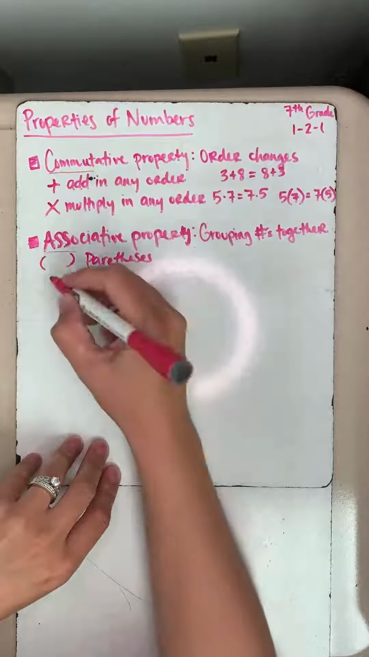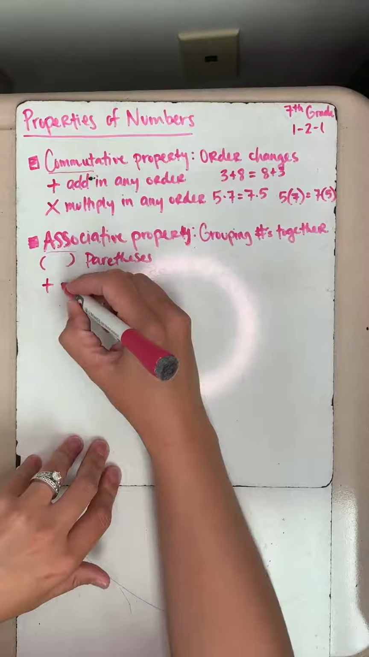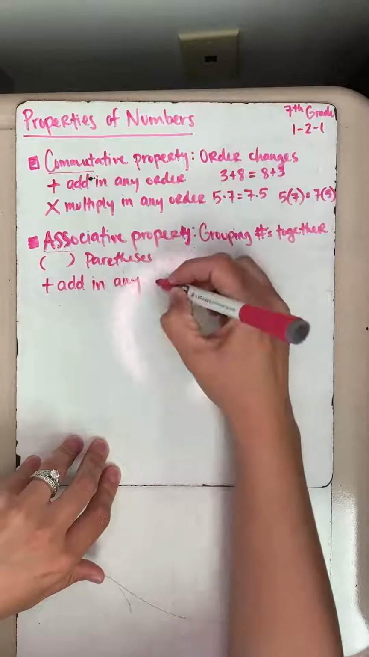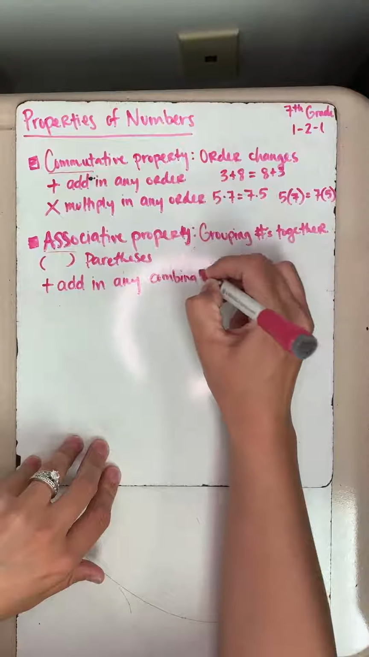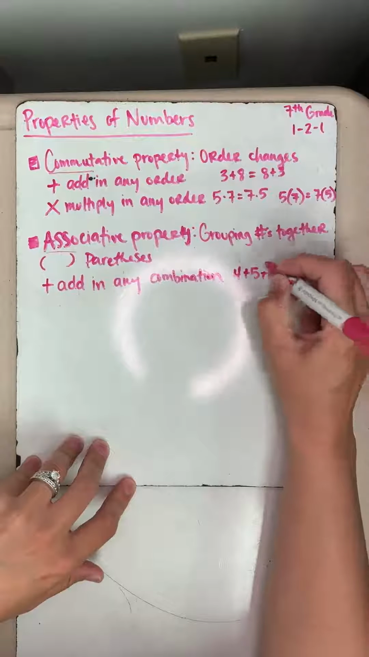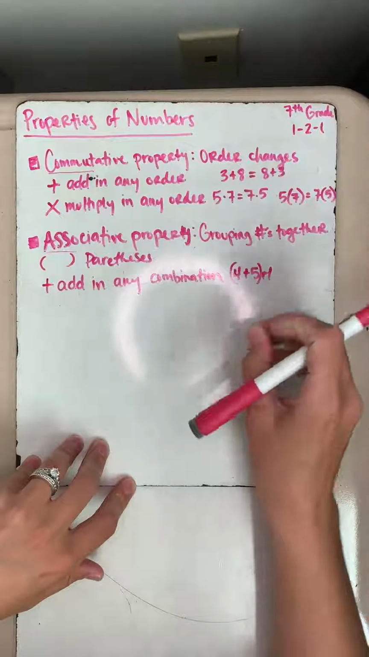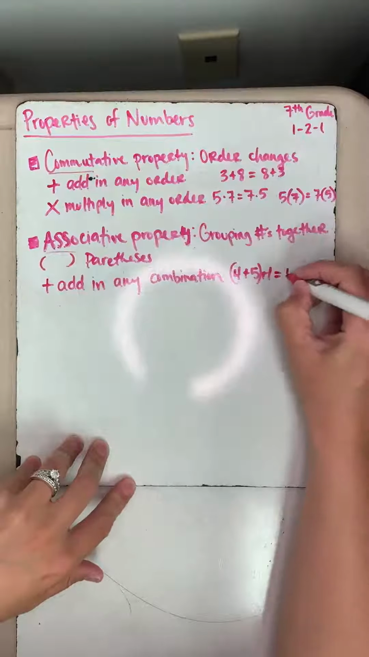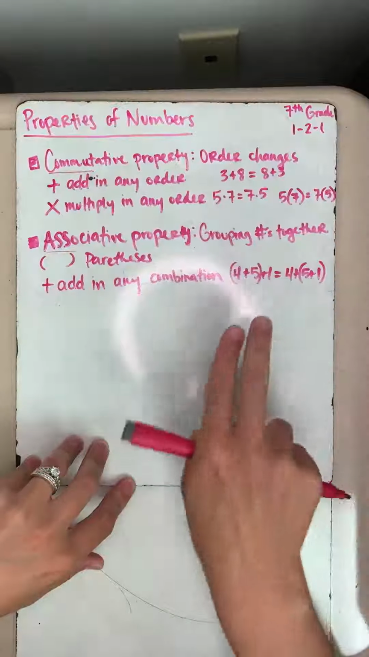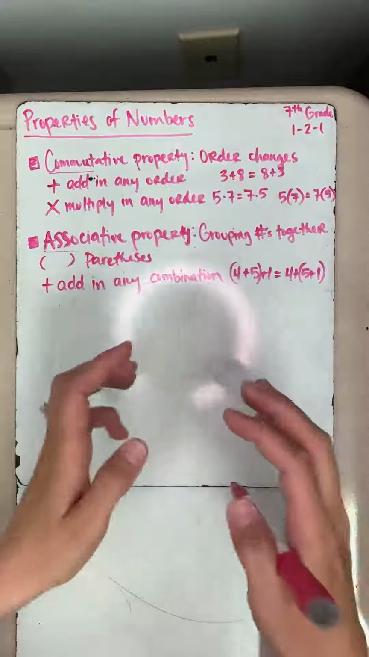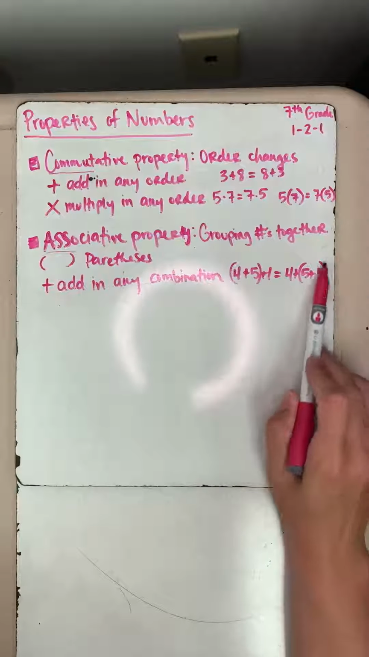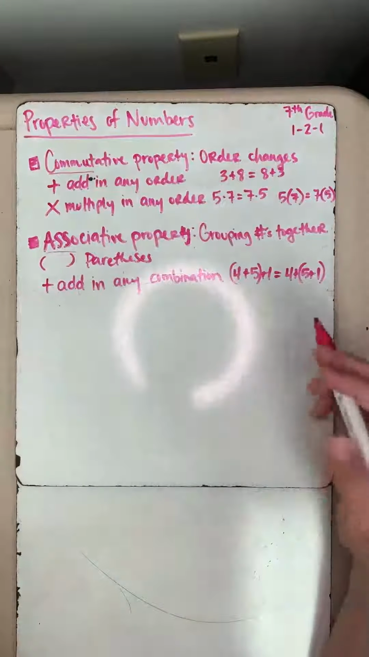Now, you can have the associative property with addition, so you can add in any combination, like 4 plus 5 plus 1. If I add 4 and 5 together first, it equals the same thing as 4 plus 5 plus 1 if I add 5 and 1 together first. So do you see how those parentheses, those groups have changed? These two used to be friends, now these guys are friends. So you can think of it either way.